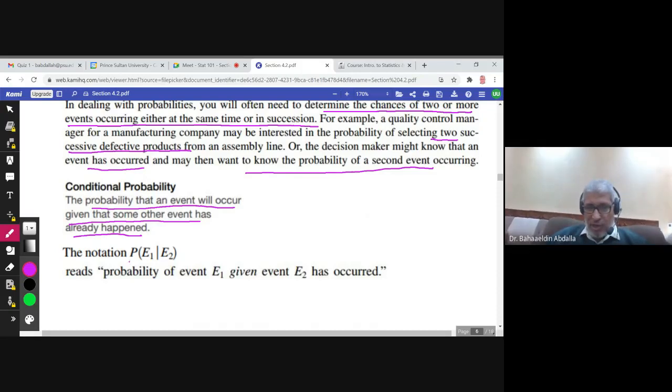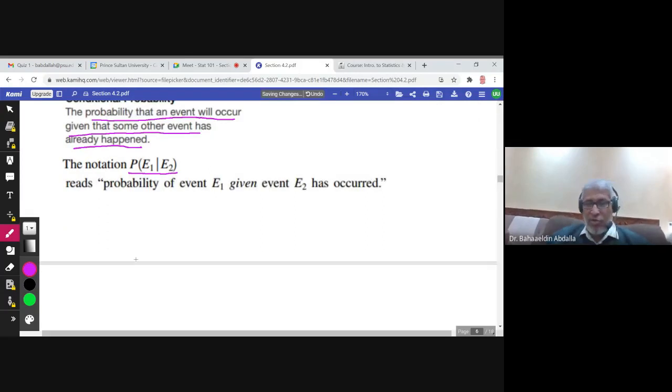This is the notation. How to read this? It's very important to learn how to read this. This is a probability of E1. It is not the probability of E2. This is the probability of E1. We call it the conditional probability of E1. So it is the probability of E1. What is E2? It's something given.